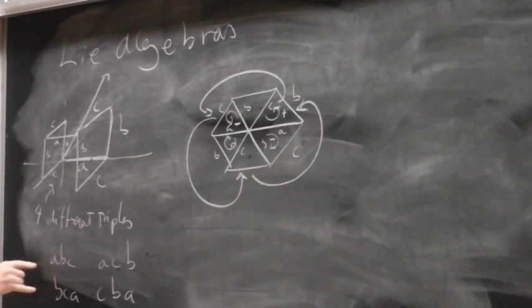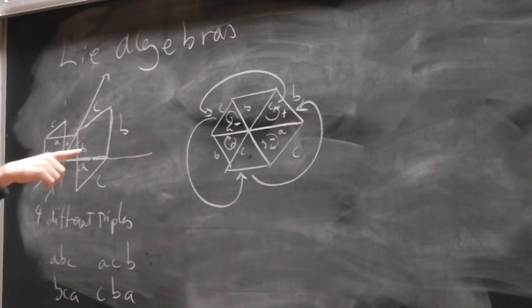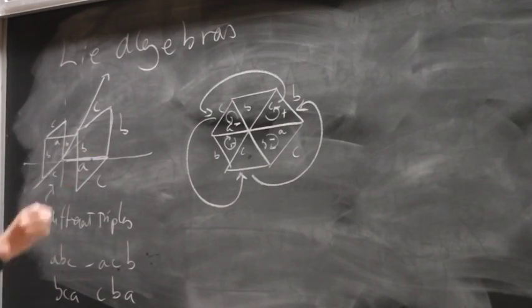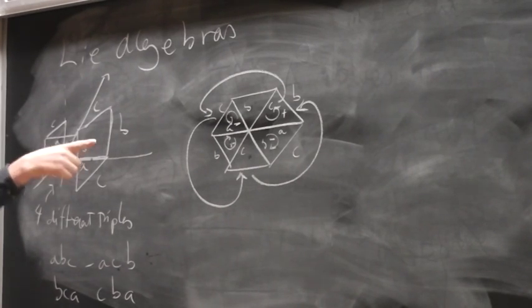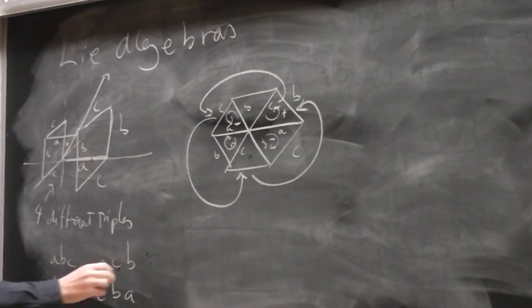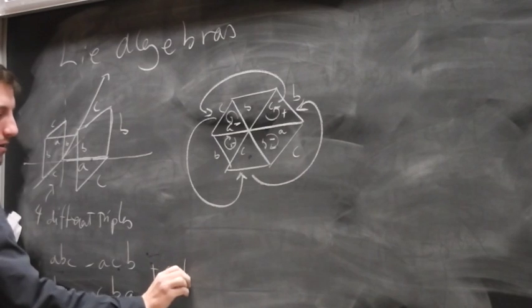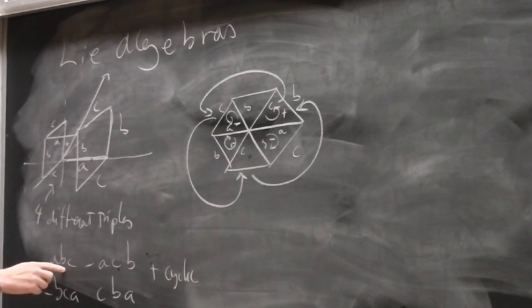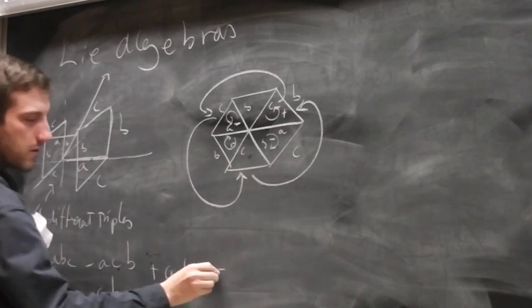If I take cyclic permutations of this, I need a negative on my ACB, and a negative on my CBA, and a negative on my BCA. So down here, plus cyclic, which means that A goes to B, goes to C, goes back to A. That equals 0.